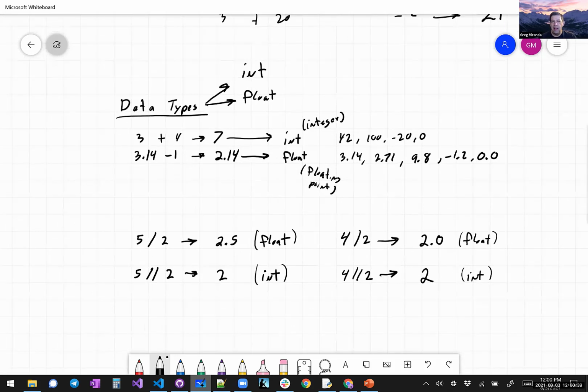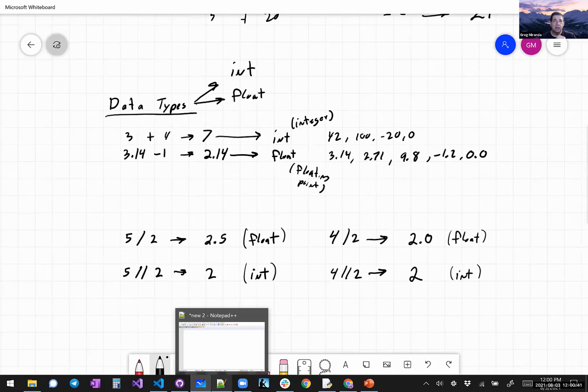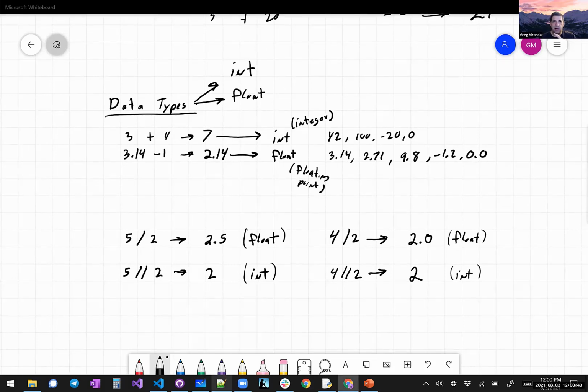So we have those two data types, and we're going to look at some more data types later. There are a lot of other data types.